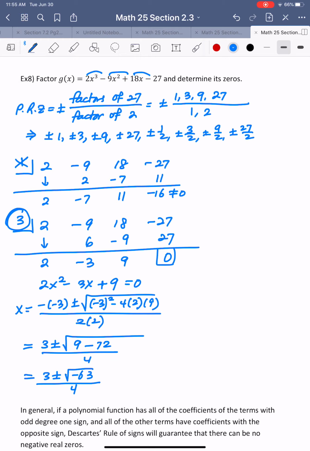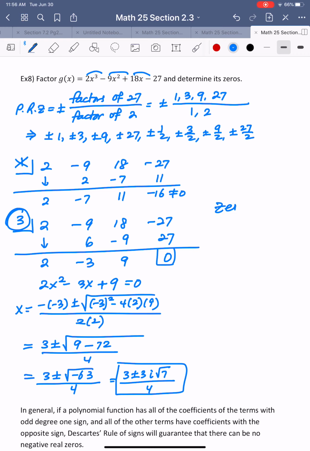Okay, so I got 3 plus or minus. 63 is 9 times 7. So 3 i radical 7 over 4, which is not reducible. Okay, so that's it.